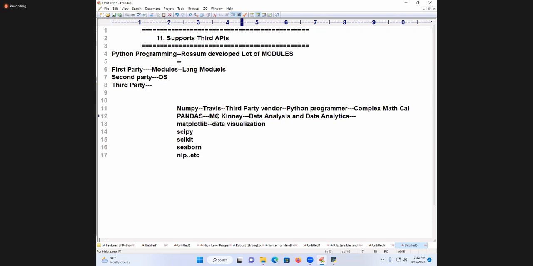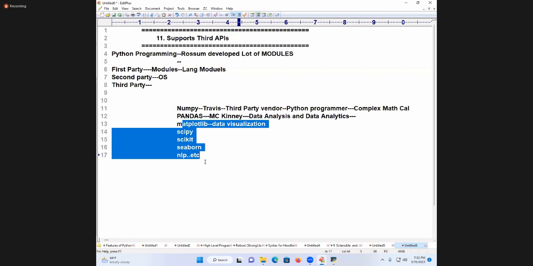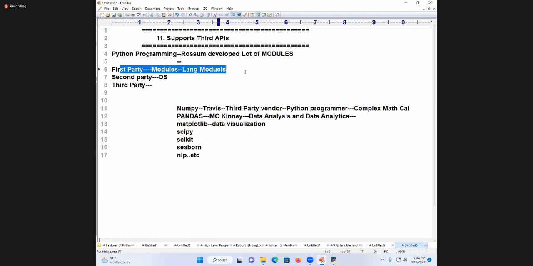The third party modules are McKinney's modules, data visualization tools. All those things are third party. My Jupyter notebook IDEs, database software, they are all third party. Did you understand? First party is always language related. Second party is always underlying OS related libraries. Third party is IDEs, databases, these kinds of extra modules. There is no fourth party or fifth party like political parties. No such parties are available.